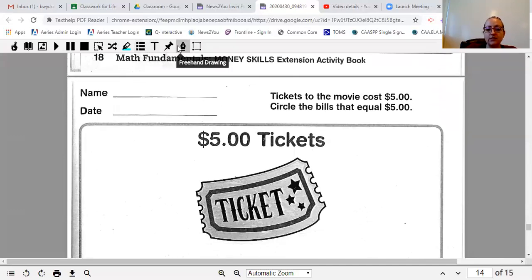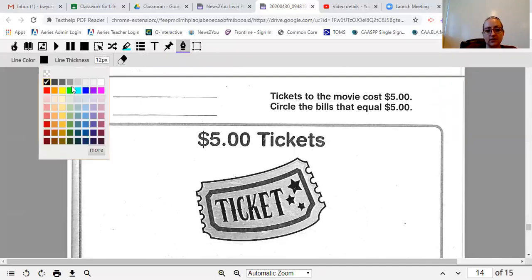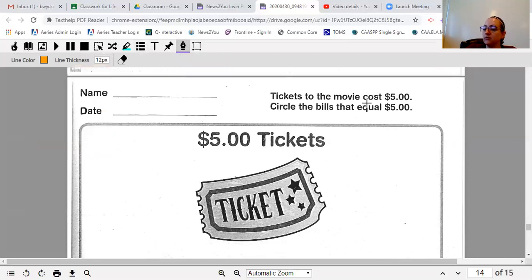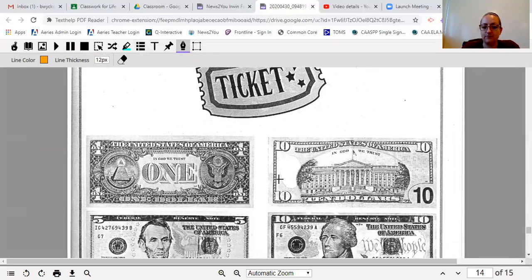So now guys, we need to come through, and it says right now that tickets to the movie cost $5. So we need to circle all bills that are equal to $5. So we don't want to find bills that we can split up into $5, like say a $10 bill could be 2 $5 bills. We don't want to look for that. And we don't want to find ones. We want to find just the $5 bills in this problem.